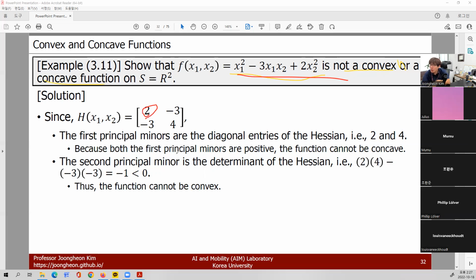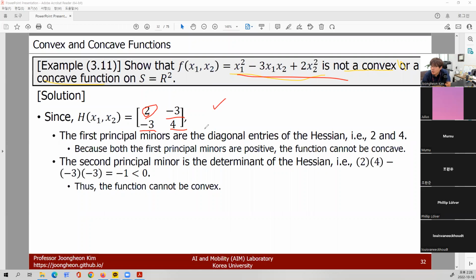First of all, take the partial derivative with respect to x1 twice. Then take the partial derivative with respect to x1 first and x2 later, and you get -3. Take the partial derivative with respect to x2 first and x1 later, and you also get -3. Take the partial derivative with respect to x2 twice, and you find 4. And you get this Hessian matrix, right? And then you have to find the principal minors.